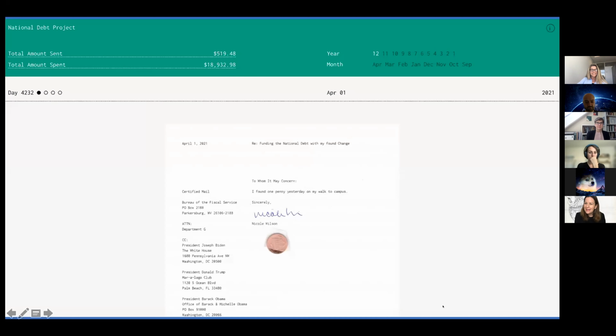And as you can see from this ledger, she has returned $519.48, and she has spent $18,932.98 to do it. So she mails the change by certified mail and copies it to the President of the United States of America. So I think this is a wonderful project, and I kind of think this idea of labor as part of art is quite interesting.